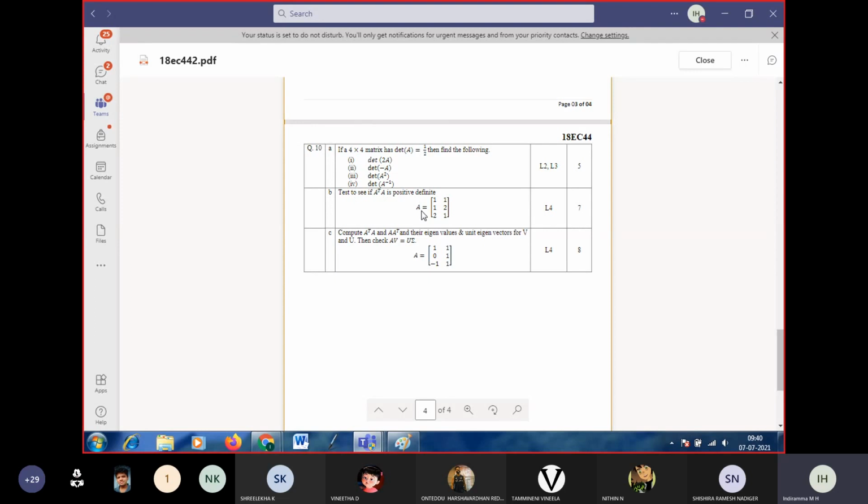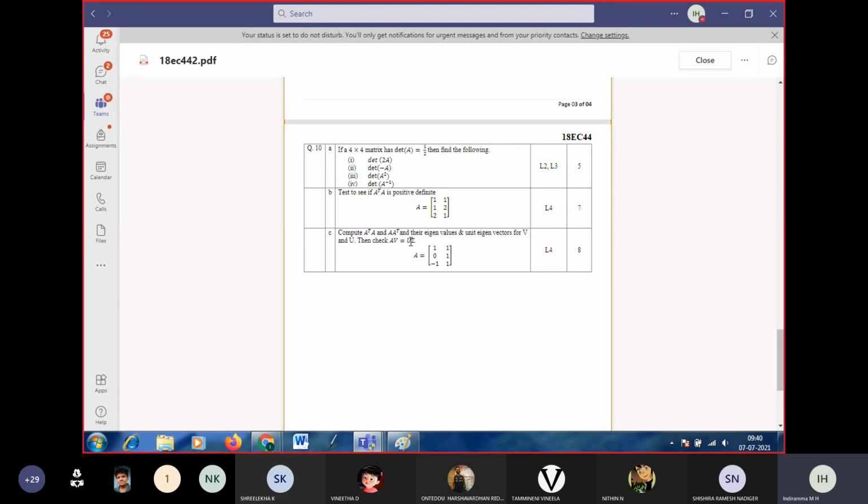So now I am going to start with positive definite. What is the positive definite of a matrix? That we are going to discuss. The last concept is: compute A transpose into A and A into A transpose, and their eigenvalues and unit vectors V and U. Next we are going to see singularity of the matrices.